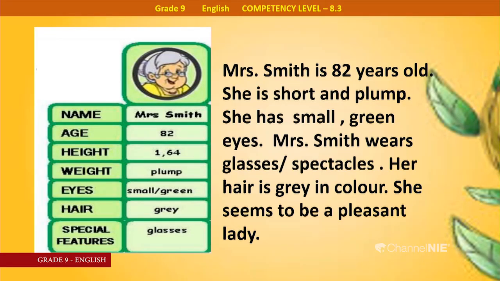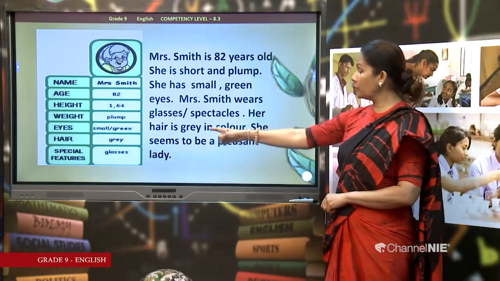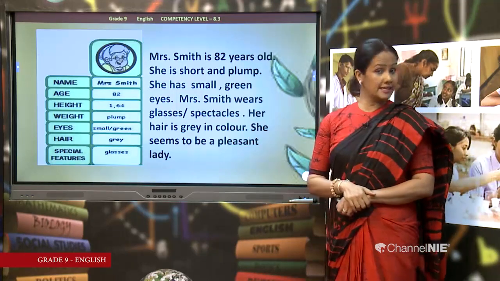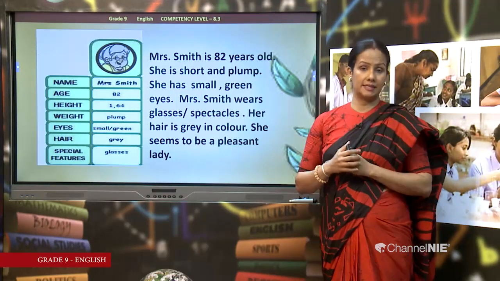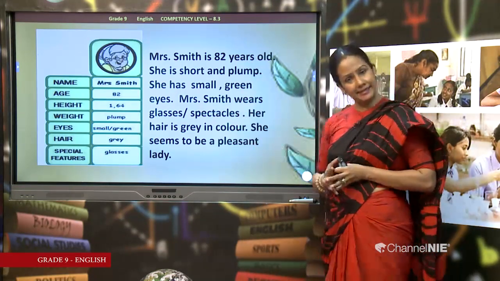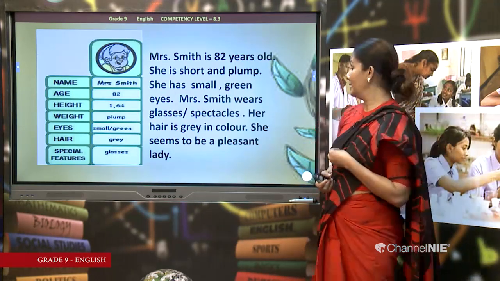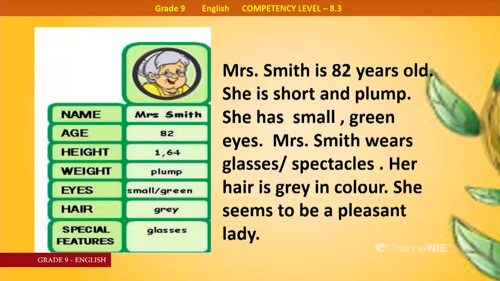Mrs. Smith wears glasses. But here I have put a slant and written spectacles. As it is given here, glasses, we will put glasses, but even then we can say spectacles, you know, pair of spectacles. Even glasses is not wrong, but it is better if you use the word spectacles. And we are going to talk about her hair now. We are saying her hair is grey in color.